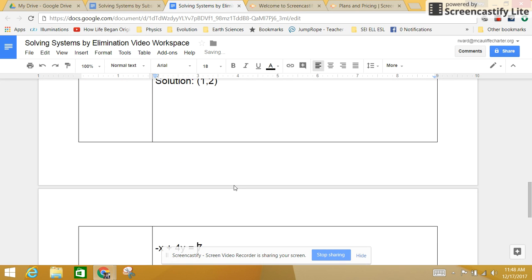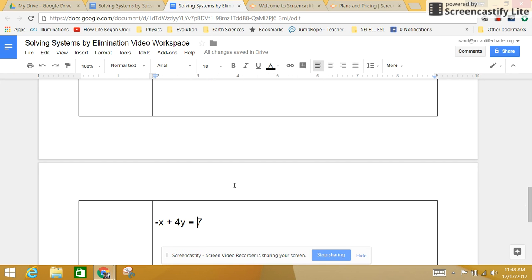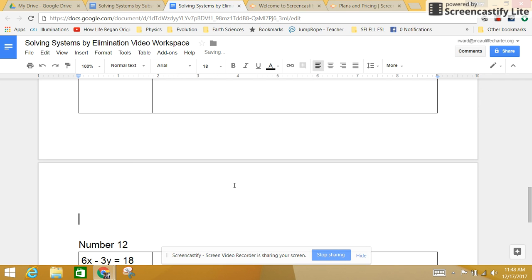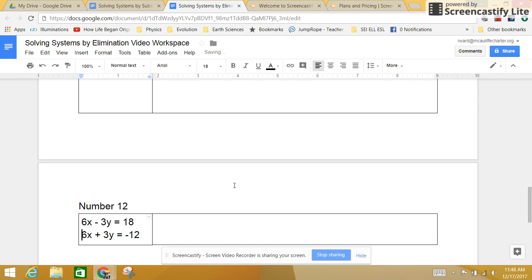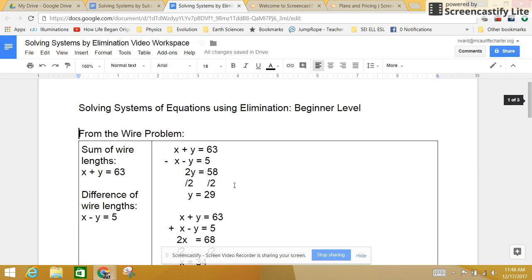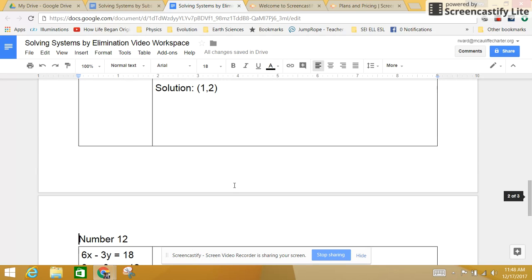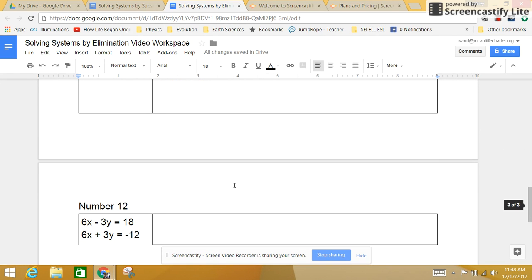Okay, time for one more example here. Go to the next page so I have room to work. So I'm going to deal with number 12. You might have noticed the last one was number 11, and now I'm dealing with number 12. All right, so I look at these two equations. I'm going to copy them into my workspace.